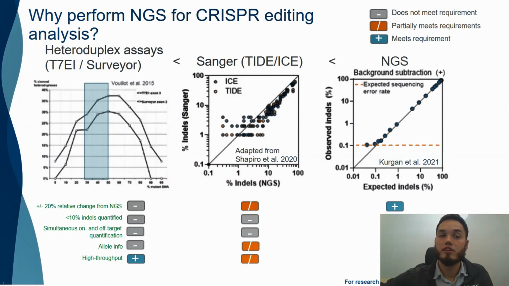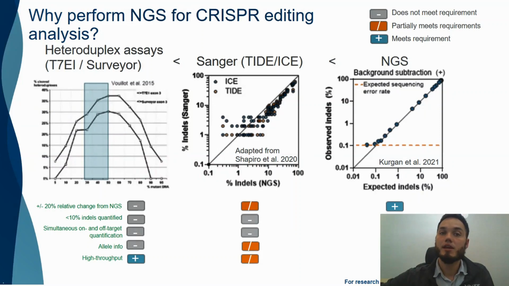Additionally, the resolution on allelic diversity has previously been reported to be low for Sanger assays, and we can see that as the editing efficiency drops below 10% indels, these assays become erratic and unreliable. This is why we recommend that next-generation sequencing be used to quantify the effects of on- and off-target editing from CRISPR.